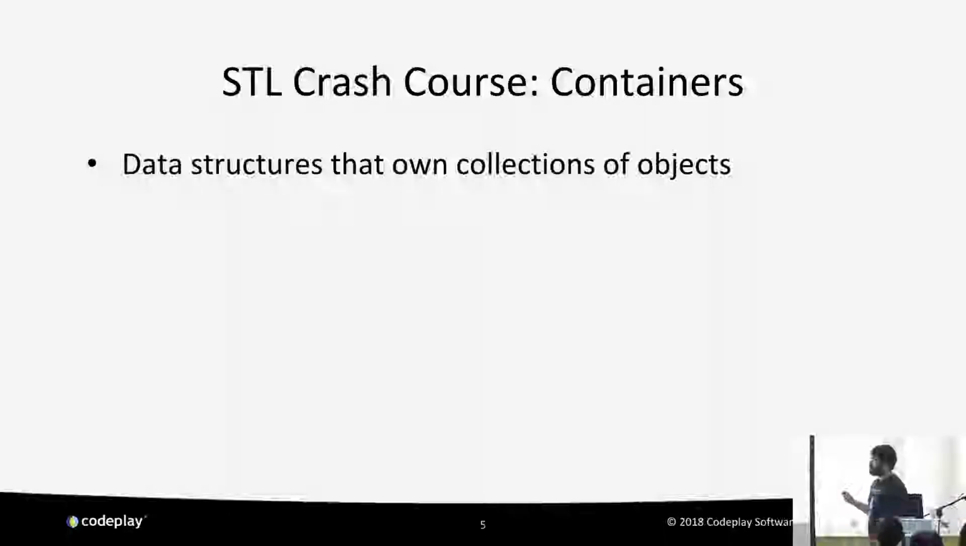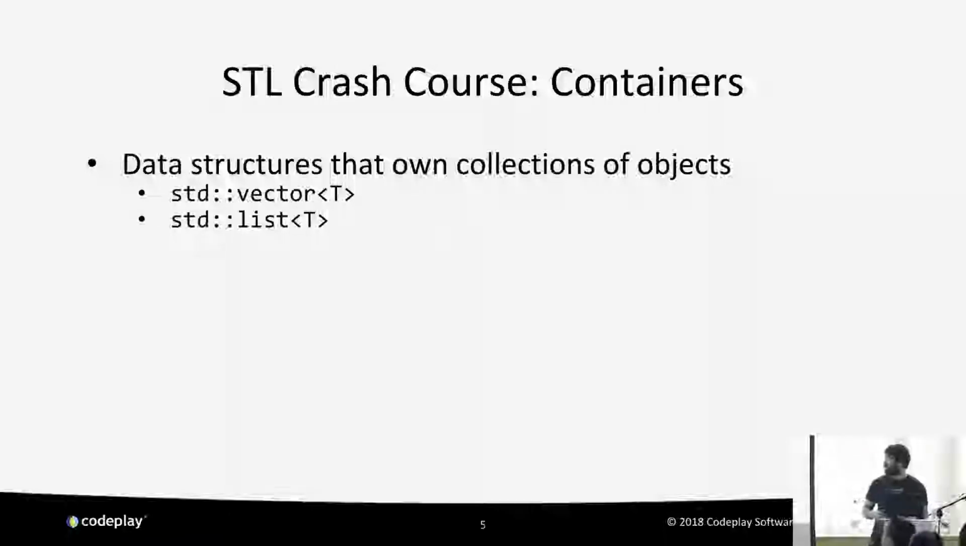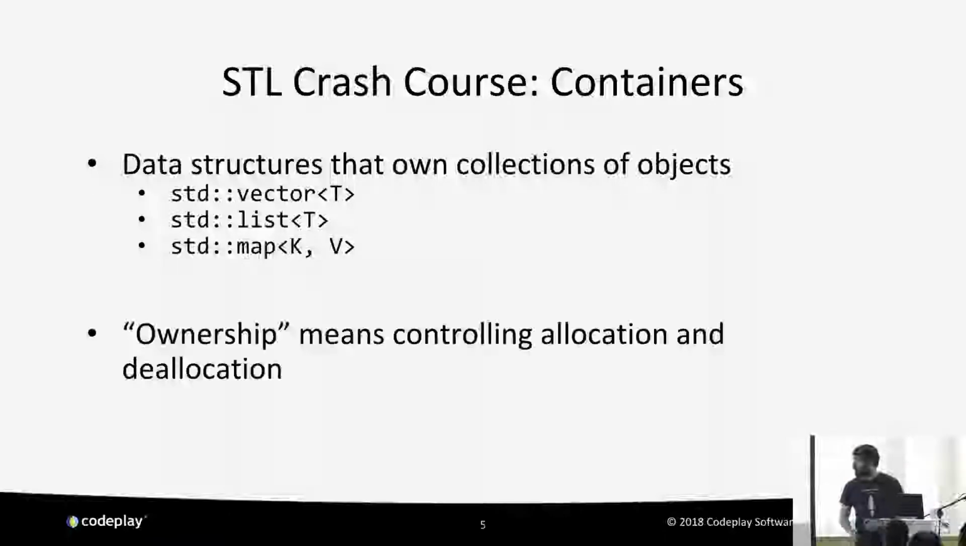And we have vectors, which are sequence containers. We also have lists, which are sequence containers. Vectors are contiguous arrays, whereas lists are doubly linked lists. And we also have associative containers such as map. There are unordered associative containers as well, but I haven't put any on screen. What ownership here means is that we have a means of controlling allocation and deallocation. This is done through constructors, destructors, insertion, and erasure.